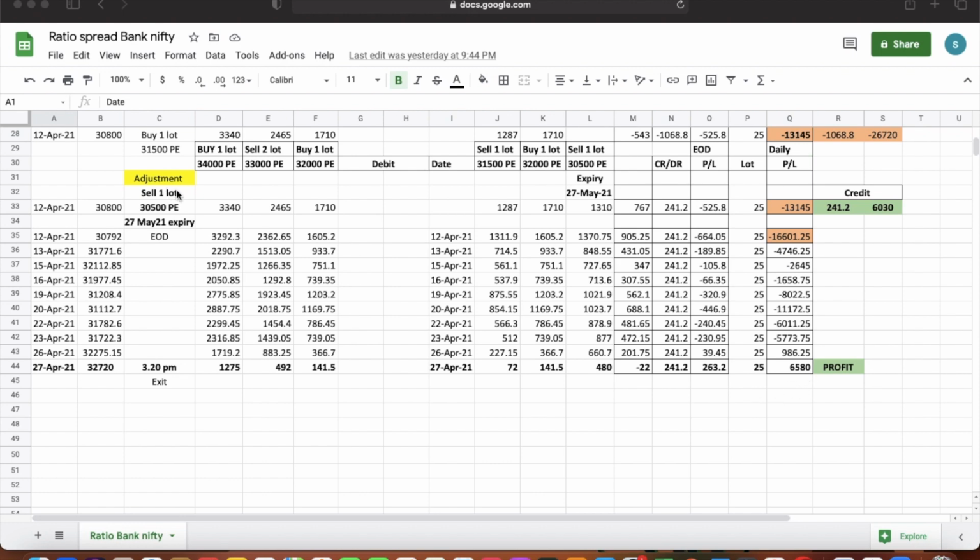Simple adjustment of going to the next expiry 27 May 2021, we were able to convert our loss position of 13,145 to a decent profit of 6,580.